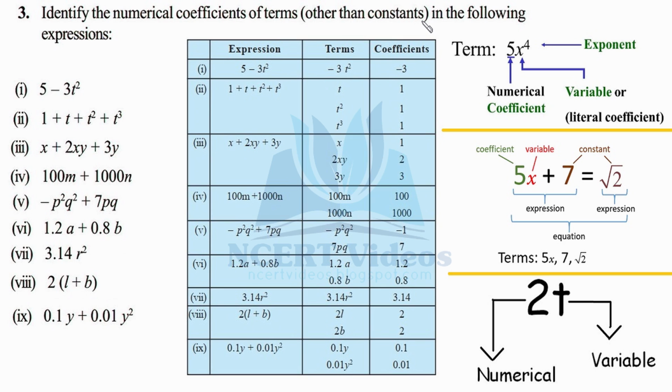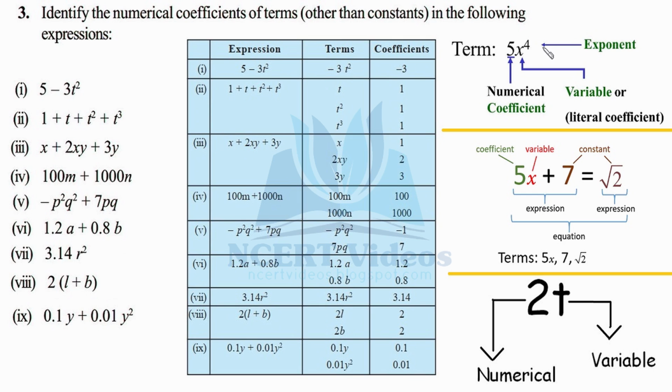So first, visit the concept again. So what is a term? That is individual expression which consists of variables and constants. So in this term, we have various other things. So these are individual factors. 5 is a factor, and we have x 4 times. So therefore, total 5 factors are there.